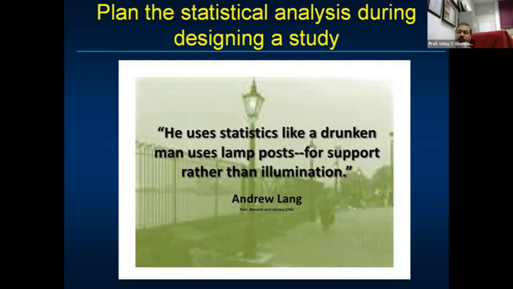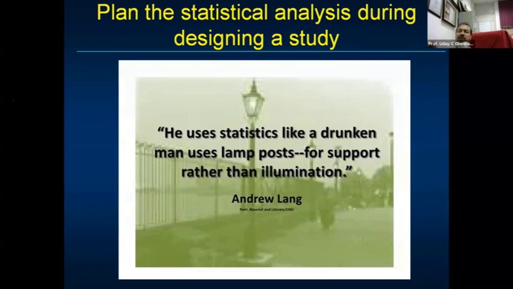This is what was told by Andrew Lang. He said he uses statistics like a drunken man uses a lamppost, for support rather than illumination. That means a fellow who is drinking, he cannot walk anymore, he cannot stand anymore, but he wants to drink more. So what he does is he catches on the lamppost and keeps on drinking more and more. This is harmful. Statistics should be used for illumination.